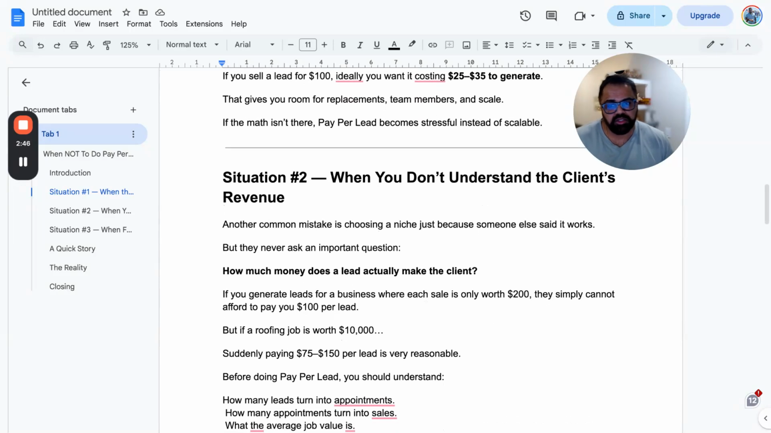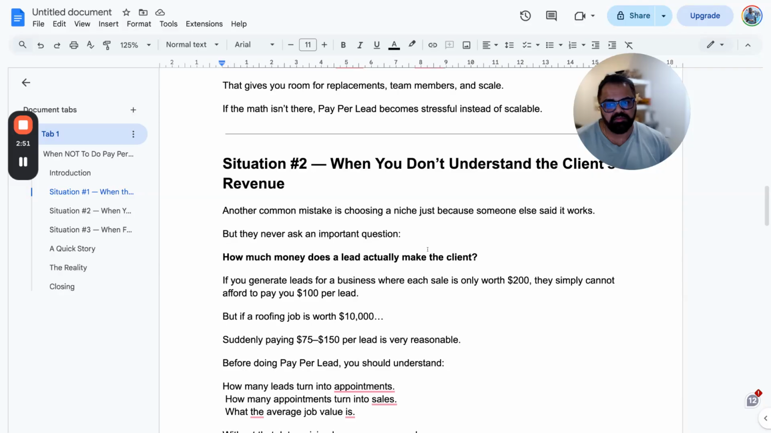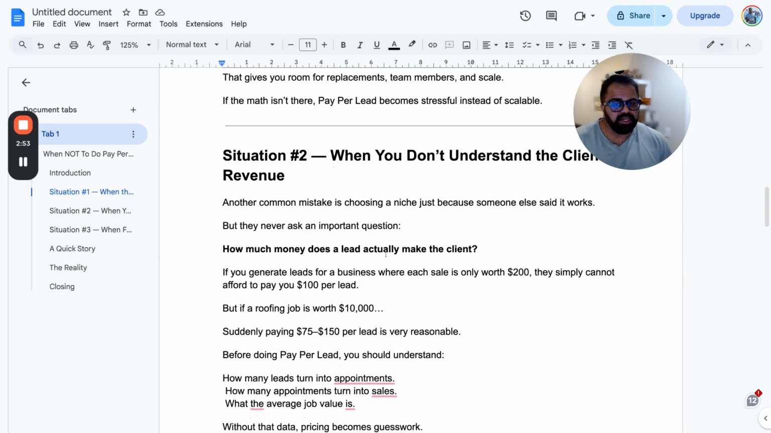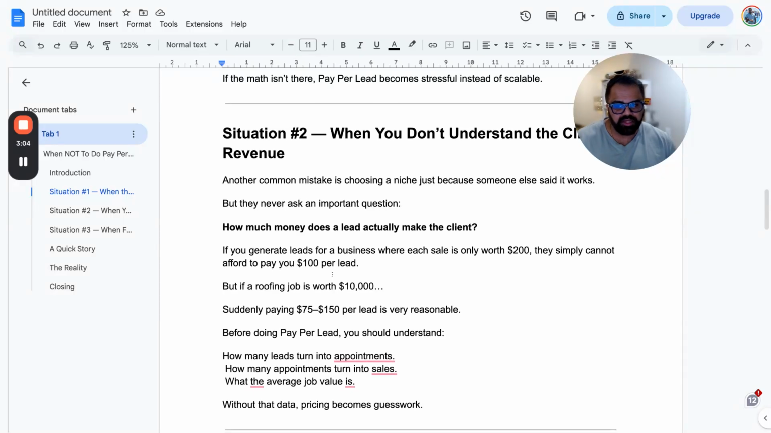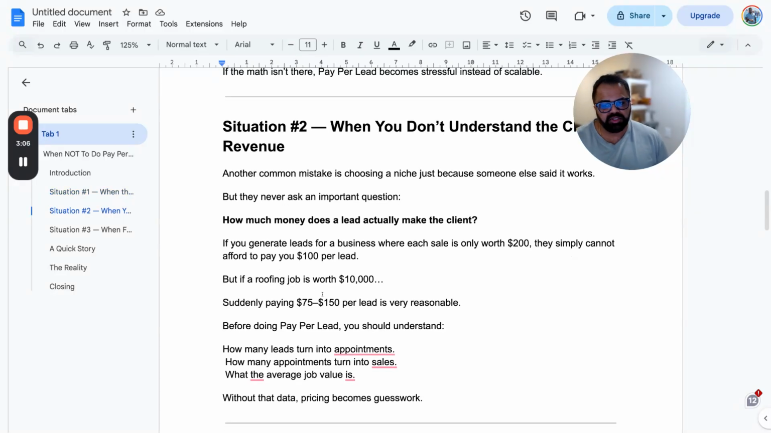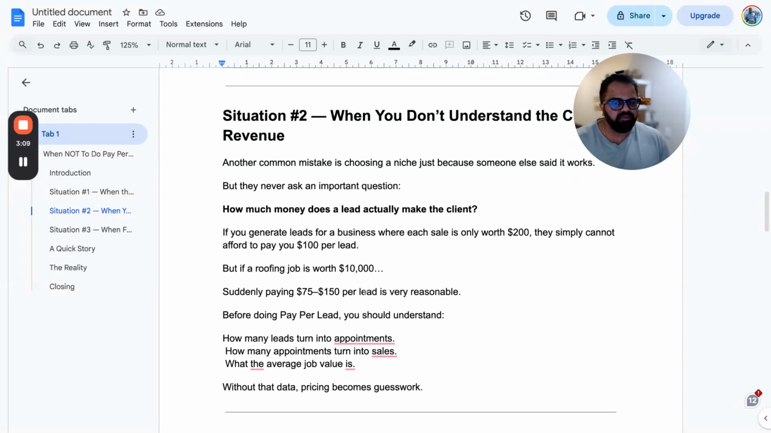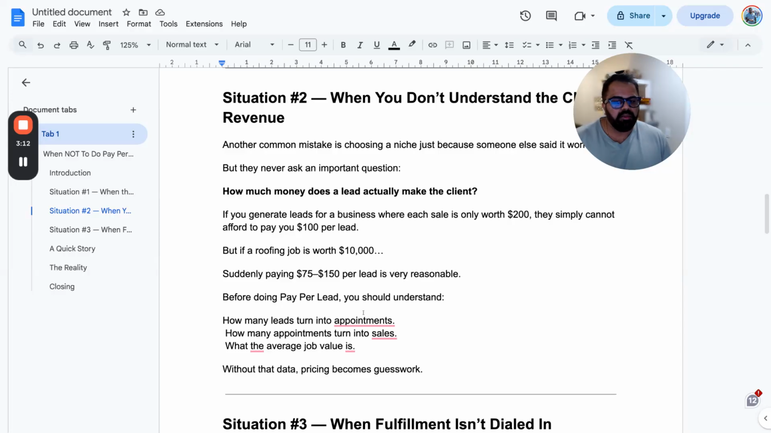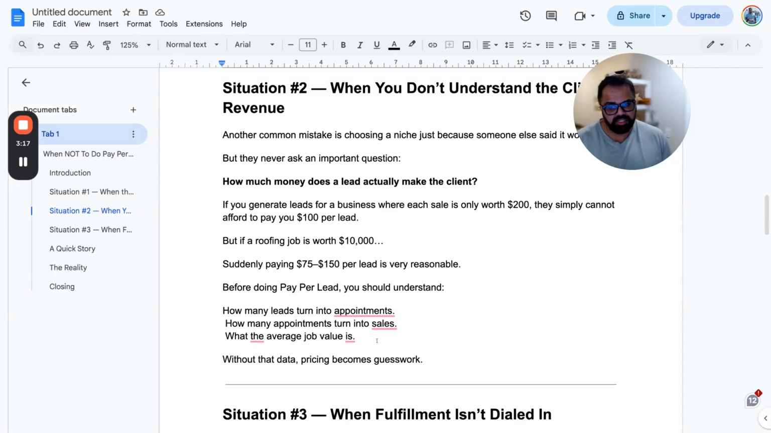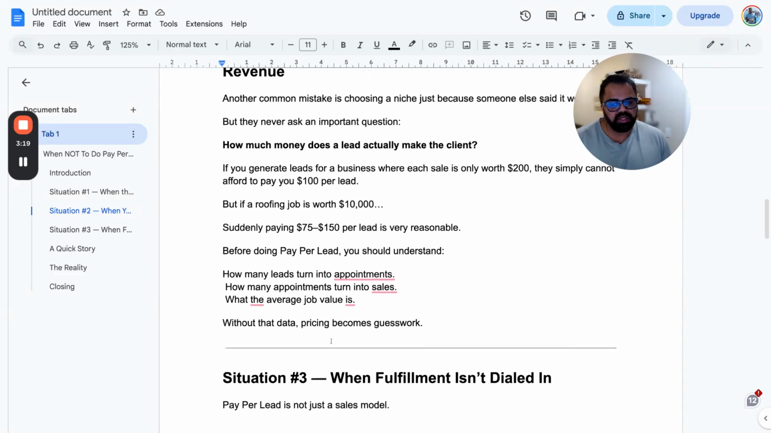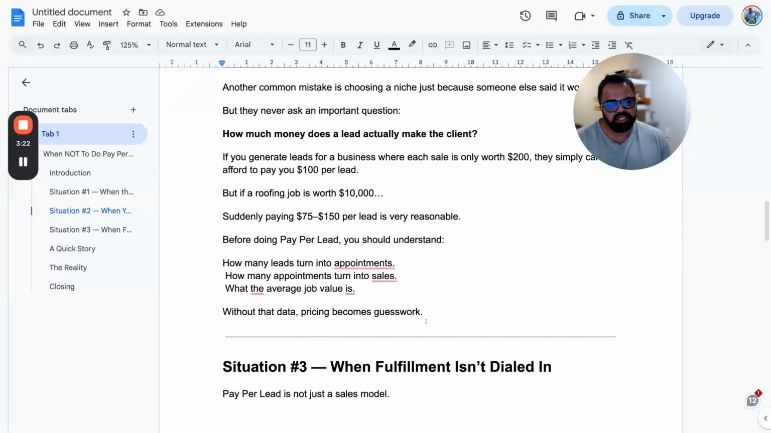Situation two: when you don't understand the client's revenue. Another common mistake is choosing a niche just because someone else has said it works, but they never ask the important question: how much money does a lead actually make the client? If each sale is only worth $200, they simply cannot pay you $100 per lead. But if a roofing job is worth $10,000, suddenly paying $75 to $150 per lead is very reasonable. Before doing paper lead, you should understand how many leads turn into appointments, how many appointments turn into sales, and what the average job value is. Without that data, pricing becomes basically guesswork.